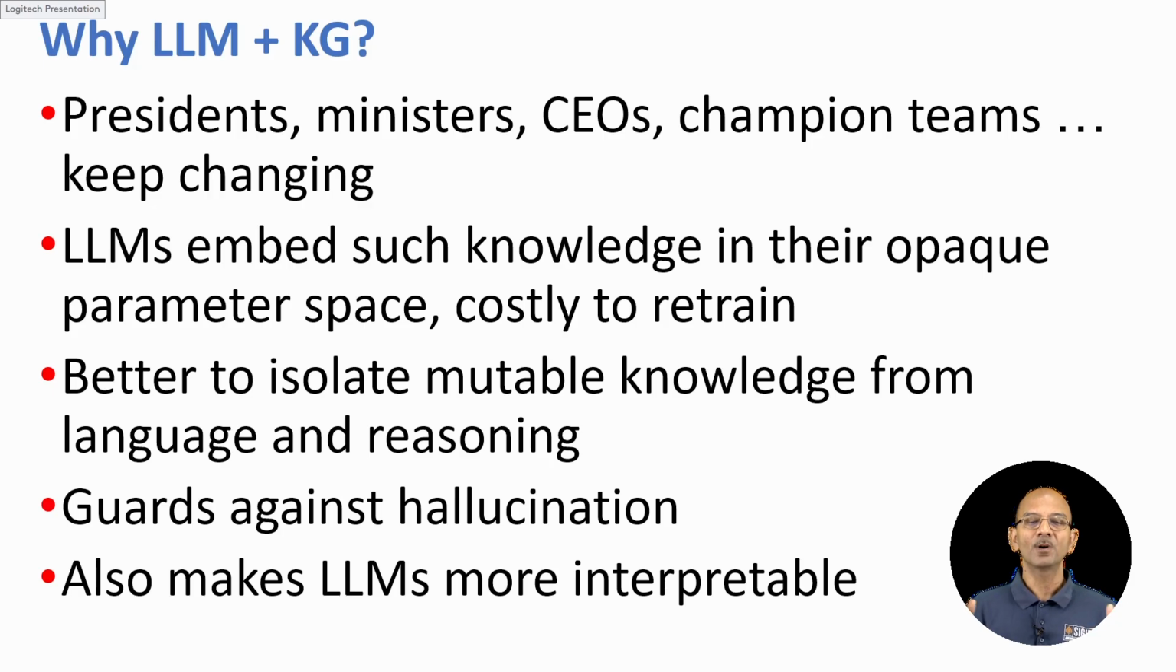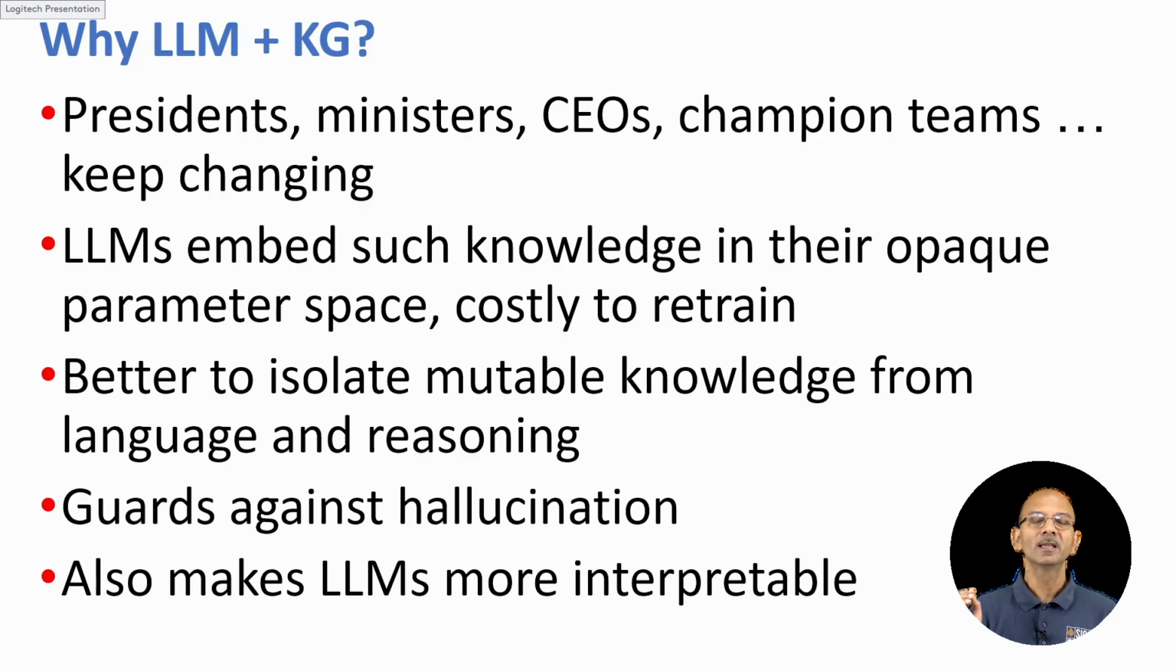Aesthetically, it's much better to isolate this kind of structured, mutable knowledge from the language understanding and reasoning abilities that LLMs show. This isolation can also guard against hallucination. In other parts of this course, we have discussed, or we will discuss, the tendency of large language models to make up fictitious things through their token sampling process. Consulting a knowledge base, either by itself or after probabilistic completion, is a great way to prevent the LLM from hallucinating. It also makes LLMs more interpretable.